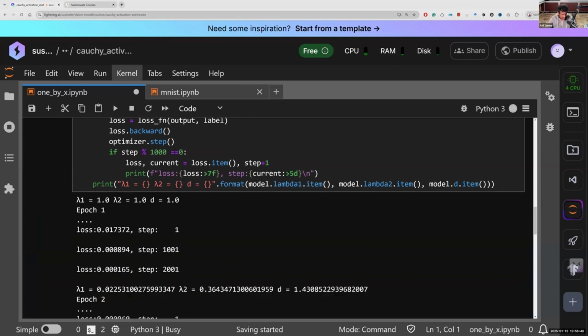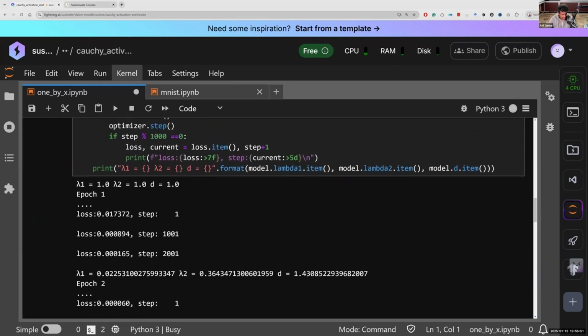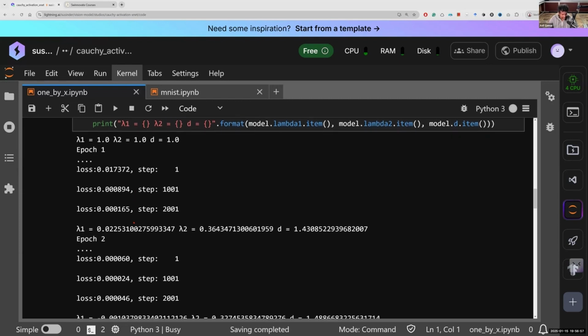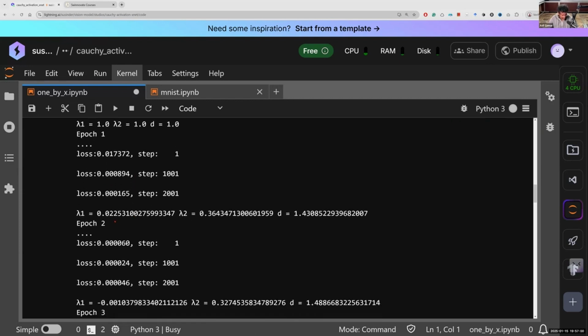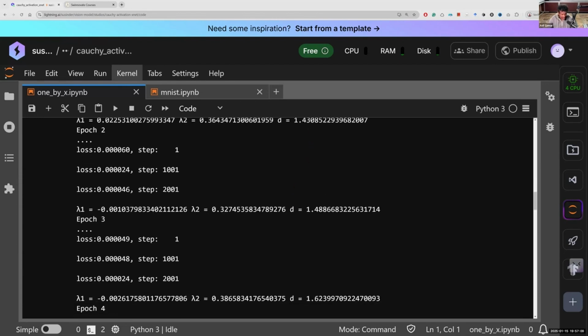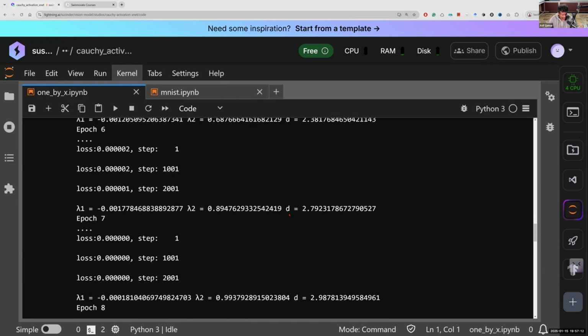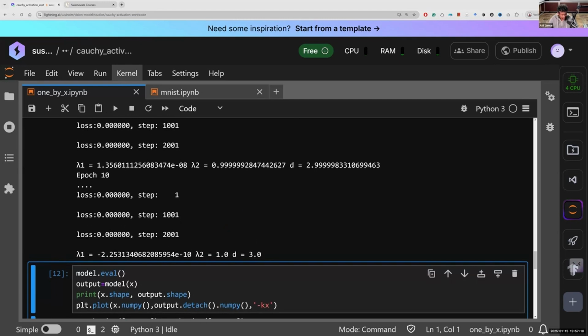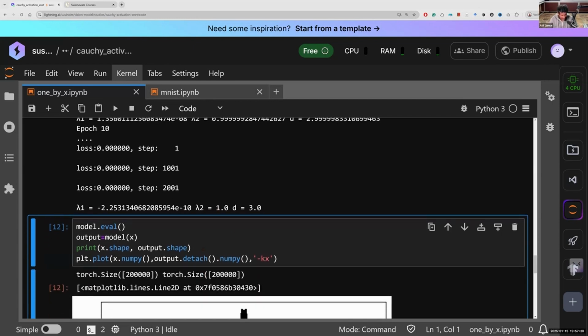So it's training right now. Before training, the values are lambda 1 equals 1, lambda 2 equals 1, and d is 1. It's running the training now, and we can see the loss coming down. At the end of every epoch, I'm printing the values of lambda 1, lambda 2, and d. By the time it reaches 10 epochs, you have lambda 1 pretty much 0, because e to the power minus 10 is pretty much close to 0. Lambda 2 is 1, and d is 3. So it's perfect, it has fit it.